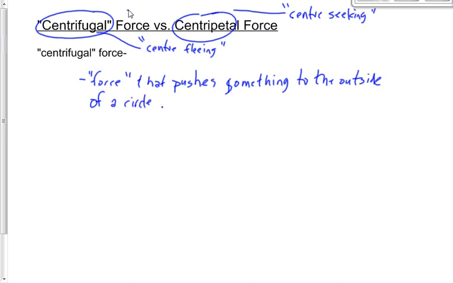Notice I have force in quotation marks there. The reason that I put force in quotation marks there when we're defining centrifugal force is that it's not really a force. There is no such thing as a force that pushes an object towards the outside of a circle. Well, that doesn't make sense, right?